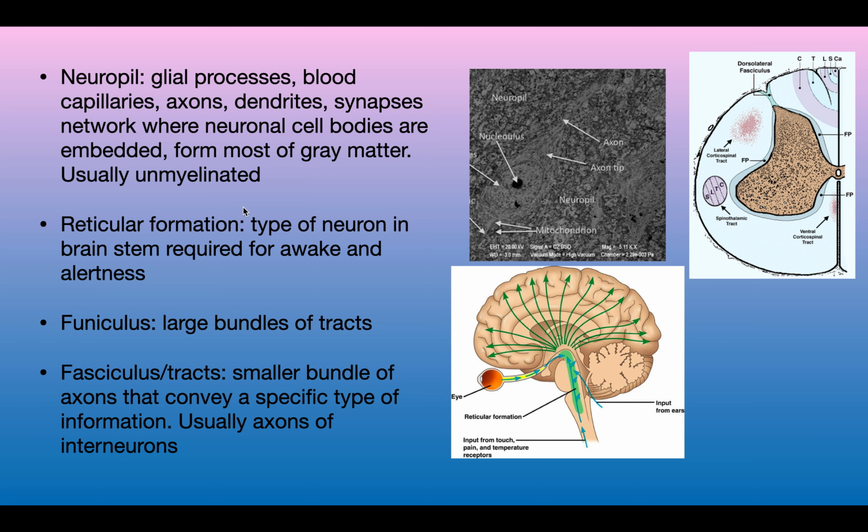The reticular formation is a type of neuron in the brainstem that is required for wakefulness and alertness. Funiculi are just large bundles of tracts, and the tracts are the smaller bundles, and that conveys a specific type of information. So the tracts are separated in the spinal cord, and then the reticular formation is just what everything's embedded in.